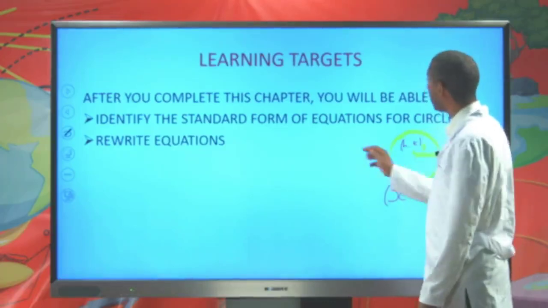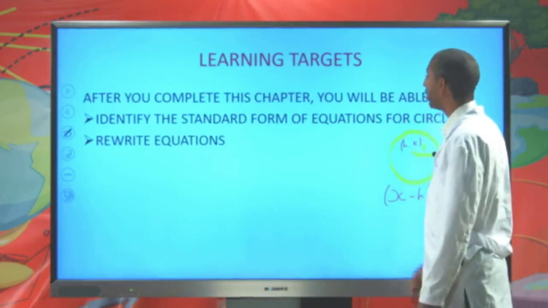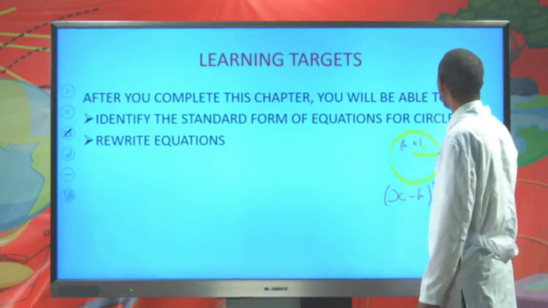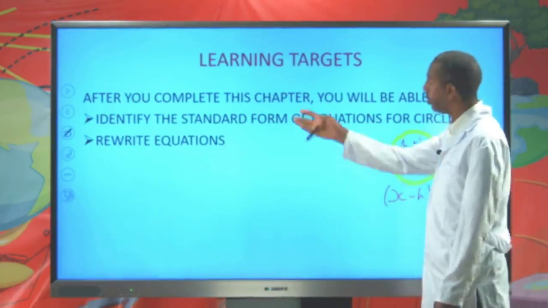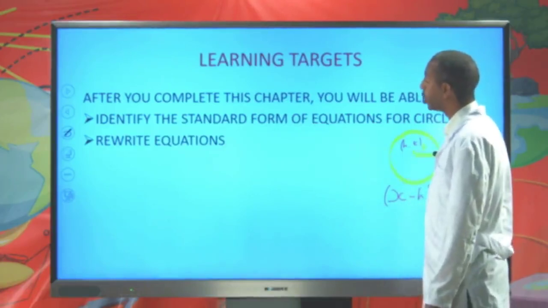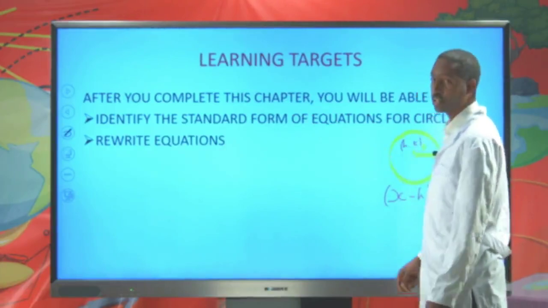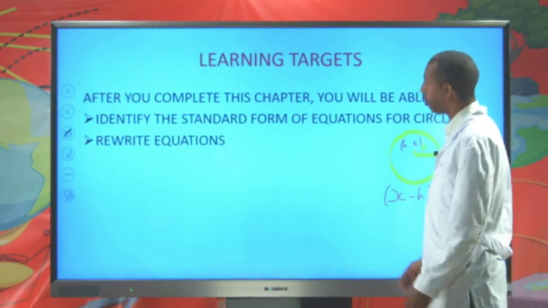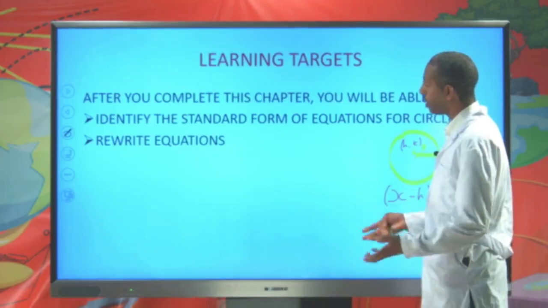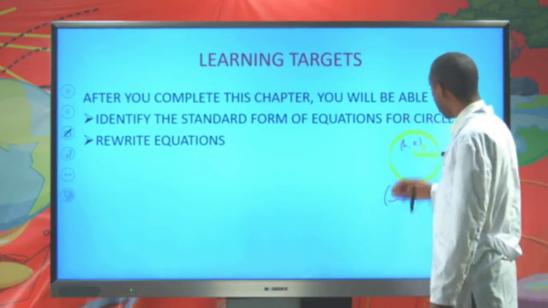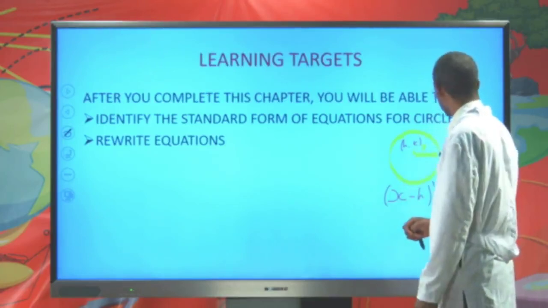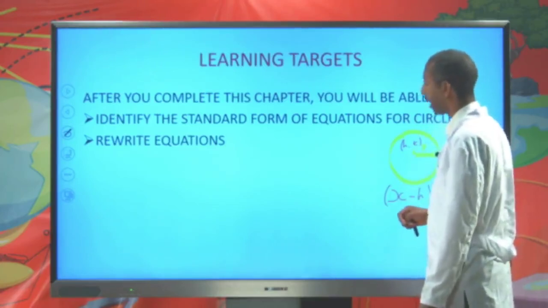So you will be required to identify the standard form of the equation of a circle at the end of the lesson. And you may also be required to rewrite equations of a circle. We may have equations of a circle using the completing the square method. You may be required to rewrite the equation of a given circle.